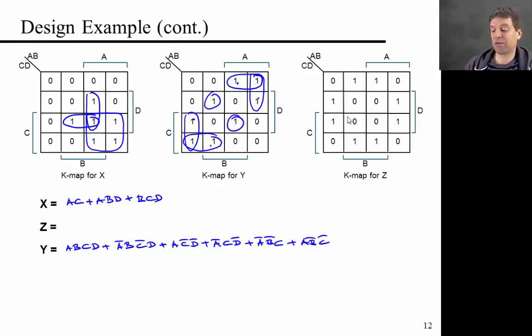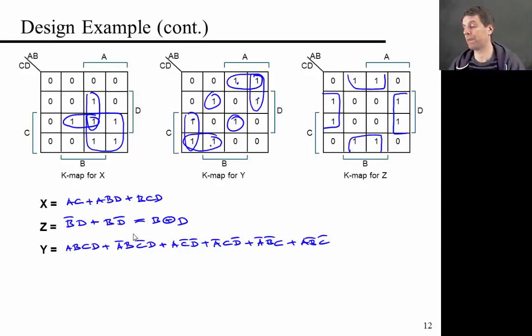Then the last one here for Z. This is one of the trickier ones, right? You have to remember that these circles can wrap around. So you have 2 circles here that wrap, and that's really all you have. What this is, it's not B and D, or B and not D, which of course is B XOR D. Good.